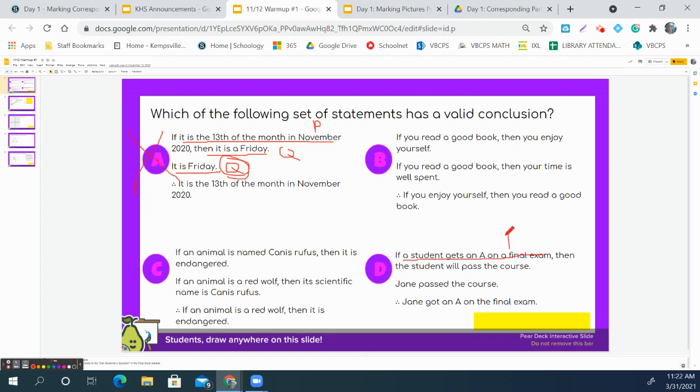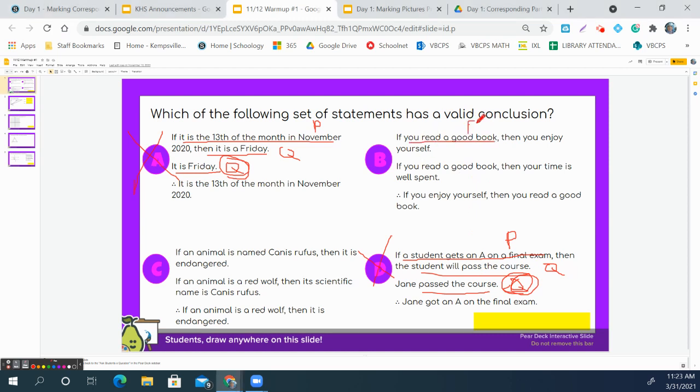Student gets an A on a final exam, that's P, then they'll pass the test, that's Q, or the course, that's Q. They pass the course, that starts Q. Lots of people are tempted to say this is true. I don't care whether it's true or not, this is not a valid pattern. I cannot start with a Q. Okay. So after you eliminate A and D, you got to look at B and C.